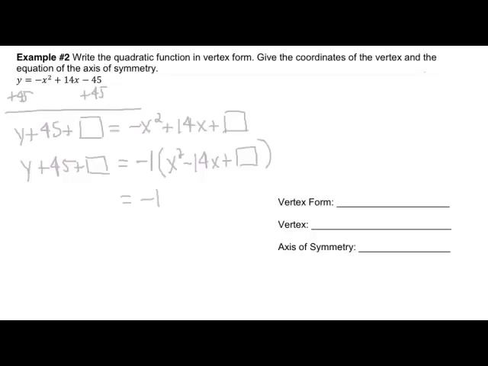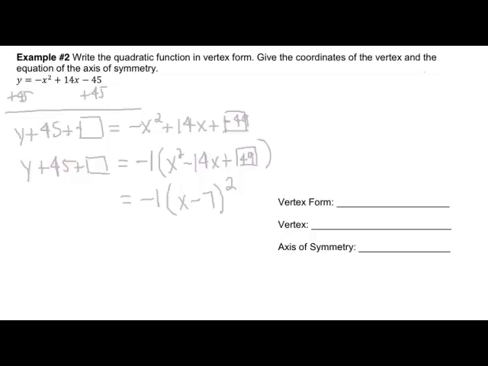So I have negative 1 times x minus 14 divided by 2 is 7. So x minus 7 quantity squared. And then I'm going to square the 7 to get 49. Now I need to go all the way up to the original box. We factored out a negative 1. So we're actually multiplying 49 times the negative 1 to get negative 49 in our original box.